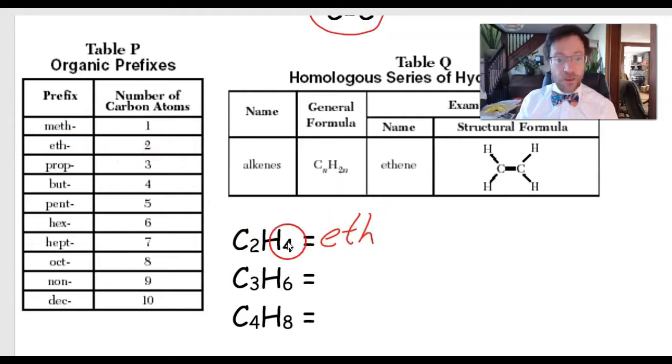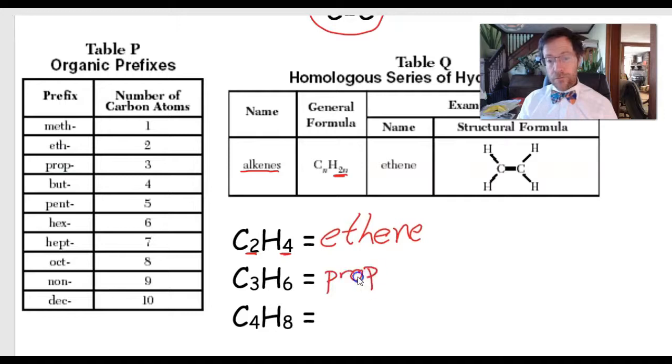Now we'll do the general formula. N is 2. That's 2 times N. That's alkenes, so instead, it's going to be ethene. You dig? Same with this one. This is going to be prop. There's my N. My number of hydrogens is 2N.